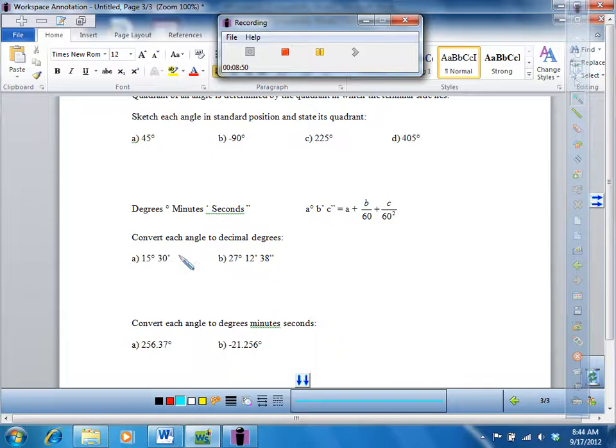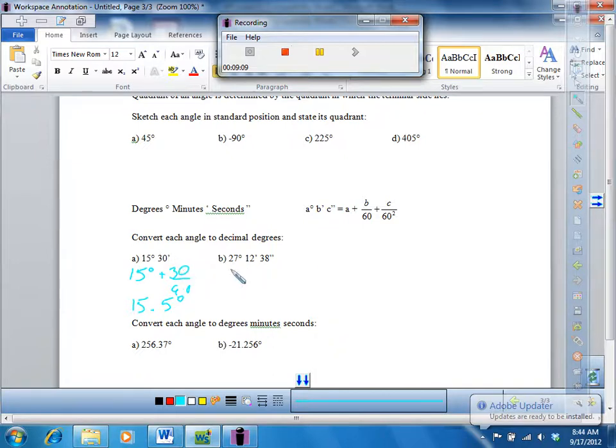Okay? And so to convert, what you have to do is go 15 degrees plus, that's 30/60ths, right? So that would be 15.5 degrees. Yeah? Because it's 30/60ths of 1 degree, because each minute is 1/60.